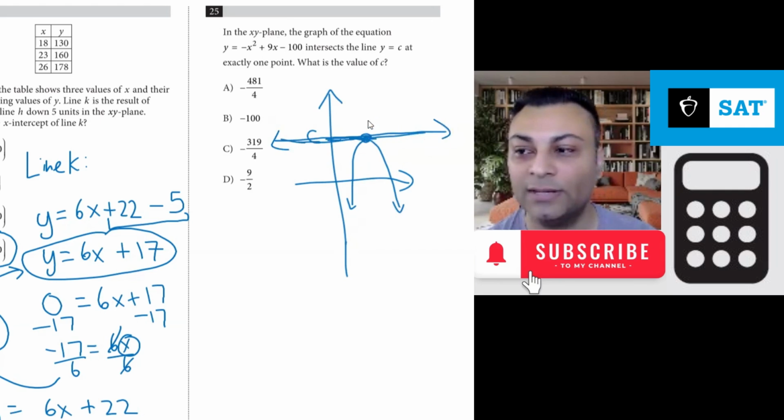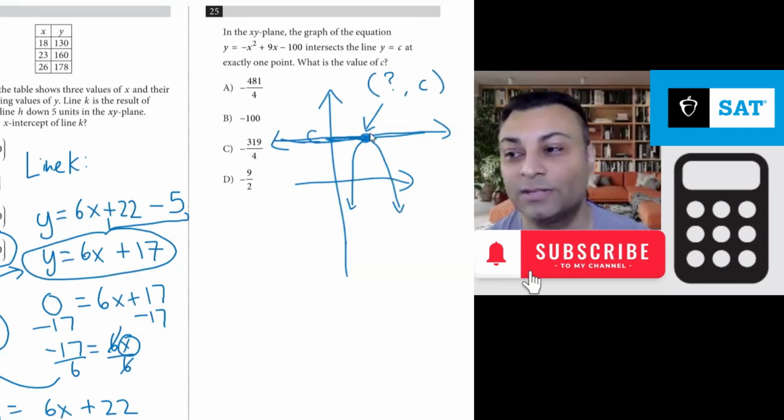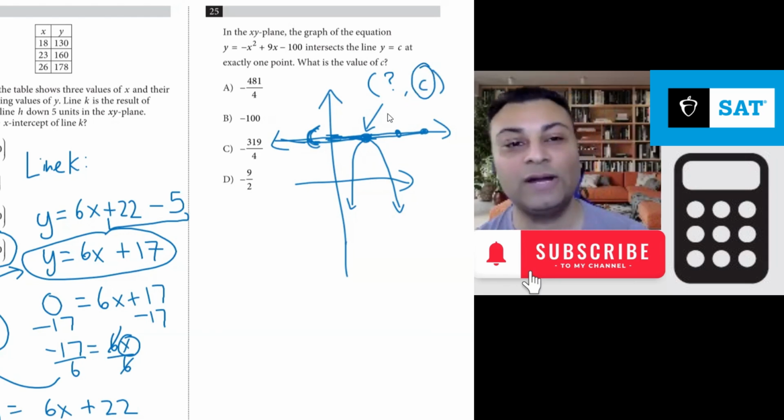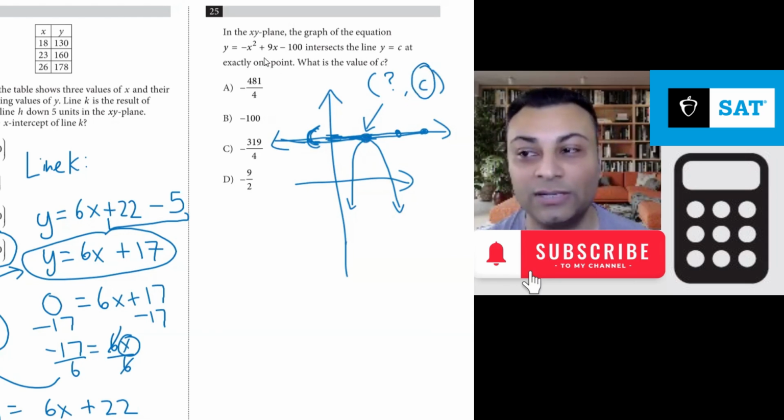The vertex has some coordinate, and the y coordinate of the vertex is this exact number c. Any y coordinate on this line is c. Even here, the y coordinate is c, and here the y coordinate is c. So this has some x coordinate that we don't know, and then some y coordinate, and they're asking us for the value of this. So let's go find the vertex of this particular parabola.